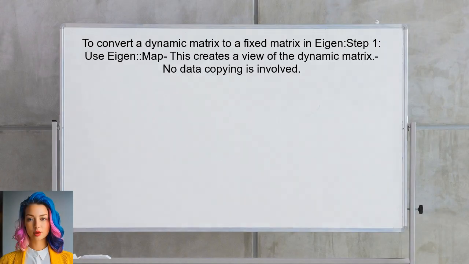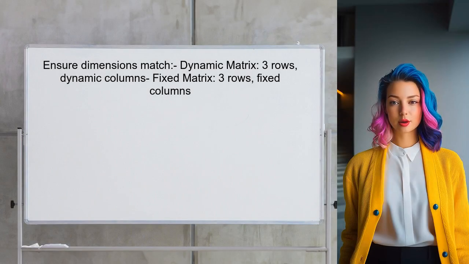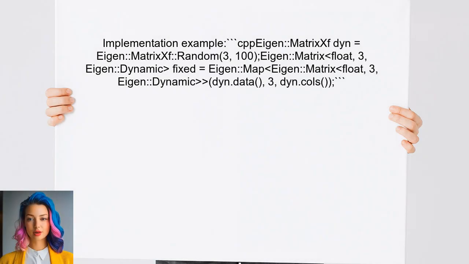To convert a dynamic matrix to a fixed matrix in Eigen, the user can utilize the Eigen Map class. This allows for a view of the dynamic matrix without copying the data. The user should ensure that the dimensions of the dynamic matrix match the fixed matrix requirements. For example, if the user has a dynamic matrix with 3 rows, they can map it to a fixed matrix with 3 rows. Here's how the user can implement this.